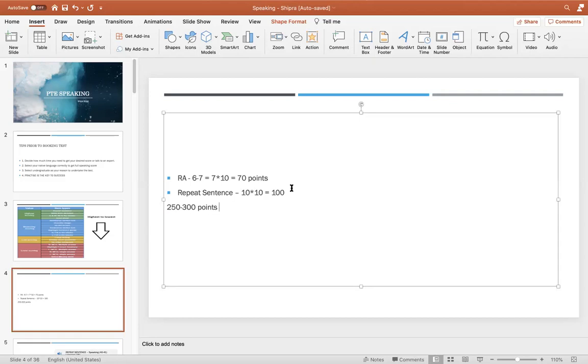Okay? So don't get caught up in the numbers. You just have to realize which questions are important, how the points work, and how many points you eventually get. So that's the background calculation that happens. So let's say 70 divided by 300 and then multiplied by 100. So how much is it going to be? That's how you get your points for your PTE questions.